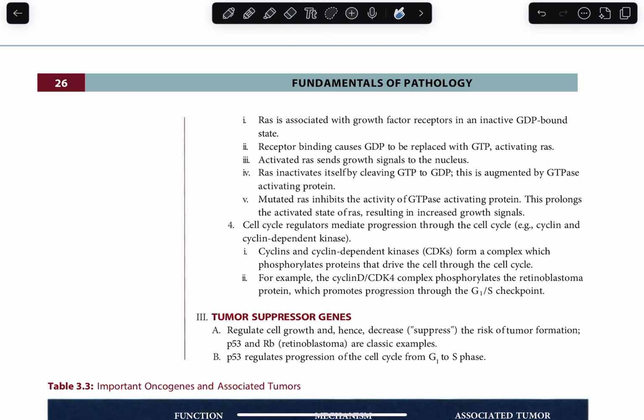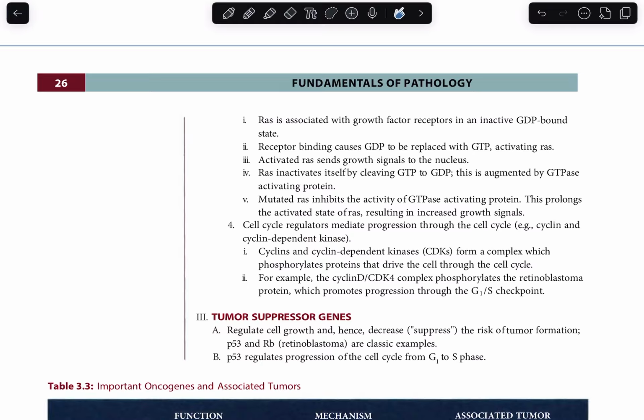RAS is associated with growth factor receptors in an inactive GDP-bound state. Receptor binding causes GDP to be replaced with GTP, activating RAS. Activated RAS sends growth signals to the nucleus. RAS inactivates itself by cleaving GTP to GDP. This is augmented by GTPase activating protein. Mutated RAS inhibits the activity of GTPase activating protein. This prolongs the activated state of RAS, resulting in increased growth signals.